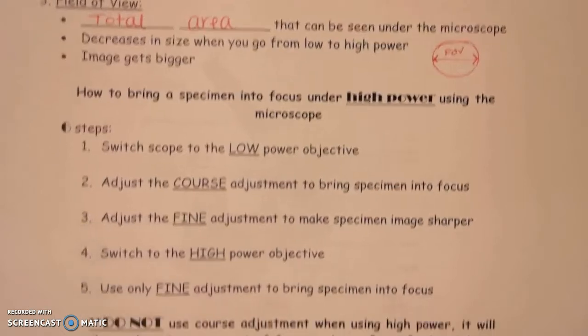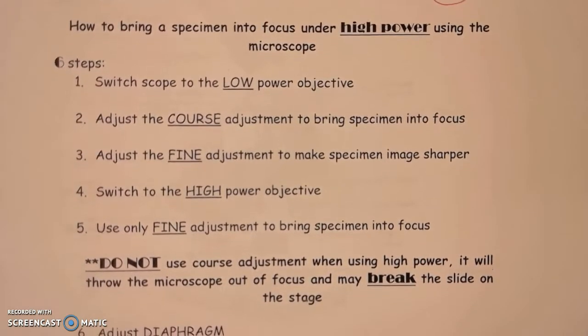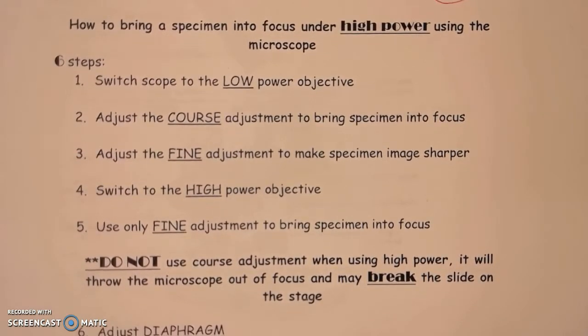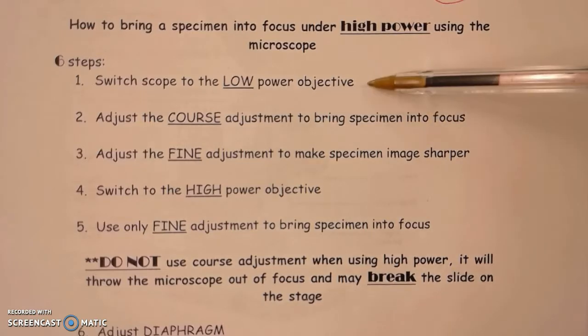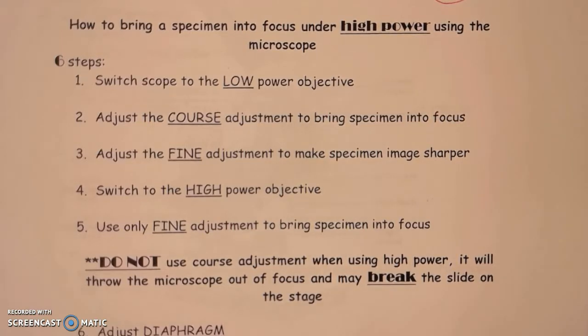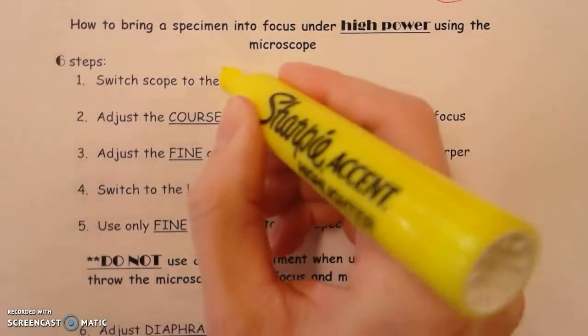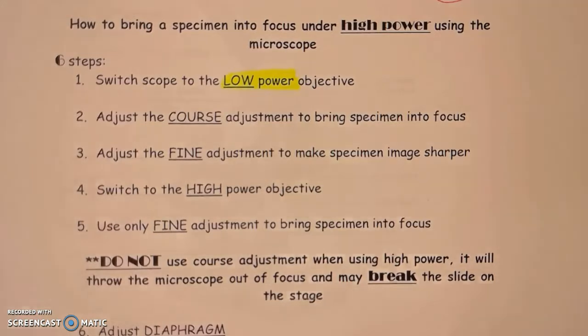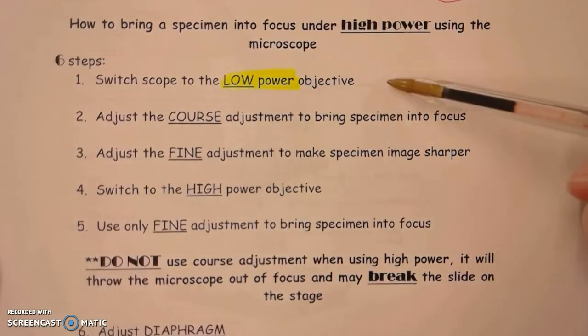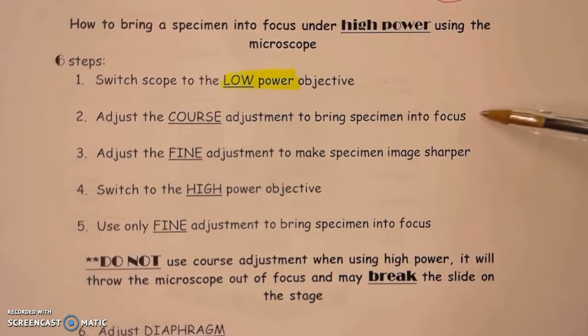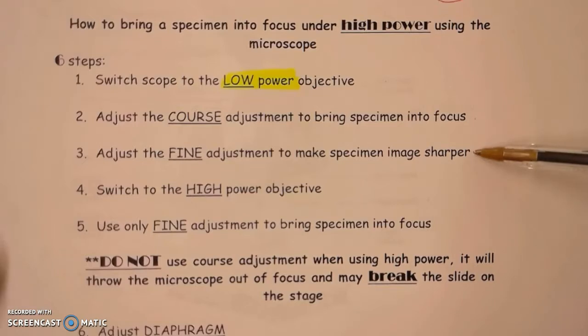Next, we review how to bring a specimen into focus under high power. There are 6 steps. You always want to start on low power. If you have a highlighter or a different colored pen, highlighting this low power piece would be a nice idea. We always want to start on low power. You adjust the coarse adjustment, which is usually the bigger knob, to get it into a good focus. And then you can use the fine adjustment, usually the smaller knob, to get it really crisp and clear.